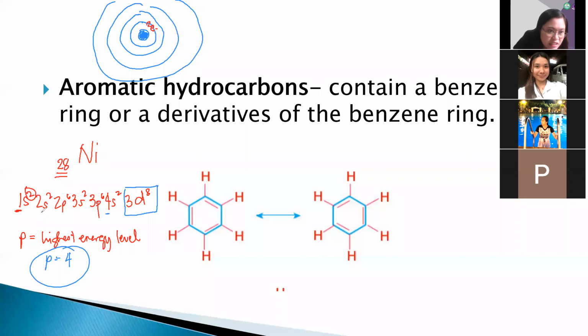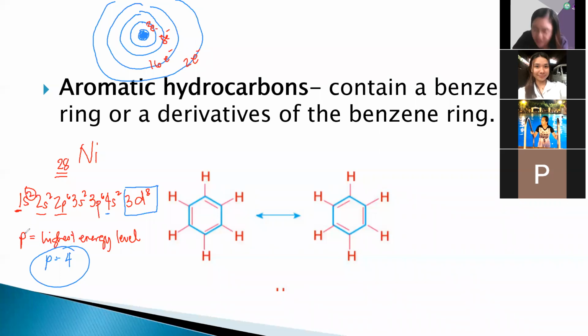However, on the second energy shell, you have here 2s2 and 2p6, 6 plus 2, 8 electrons. So you have 8 electrons in the second energy shell. While on the third energy shell, you have here 3s2, 3p6, and then the 3d8, so 16. So a total of 16 electrons here. While on the fourth energy shell, you can see 2 electrons.